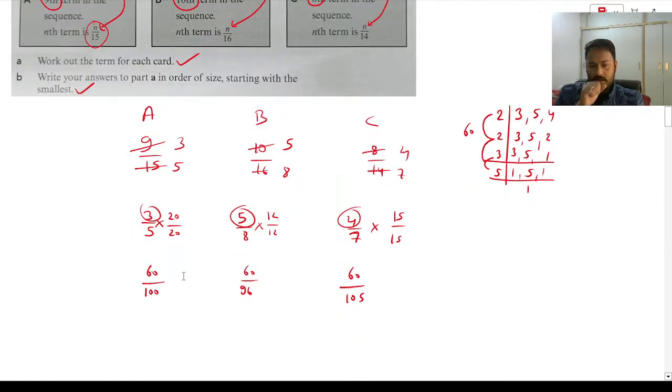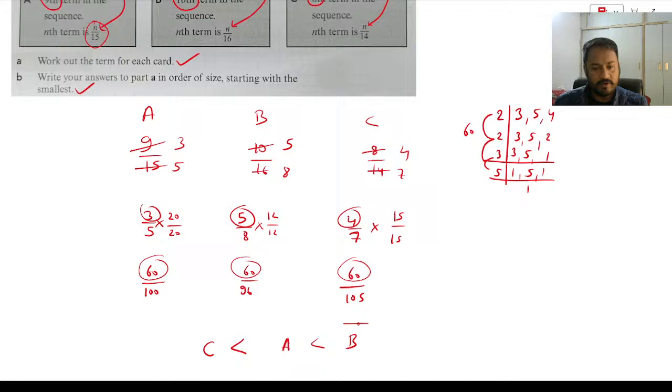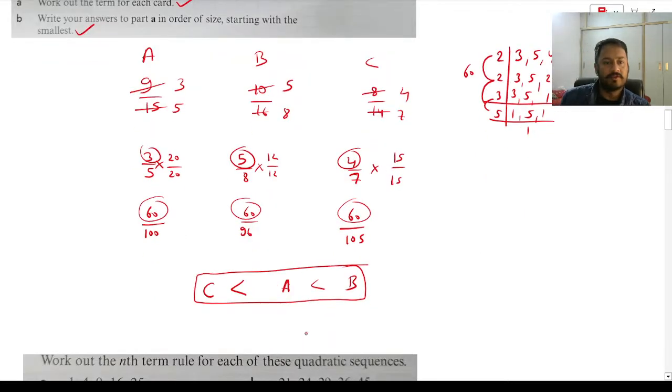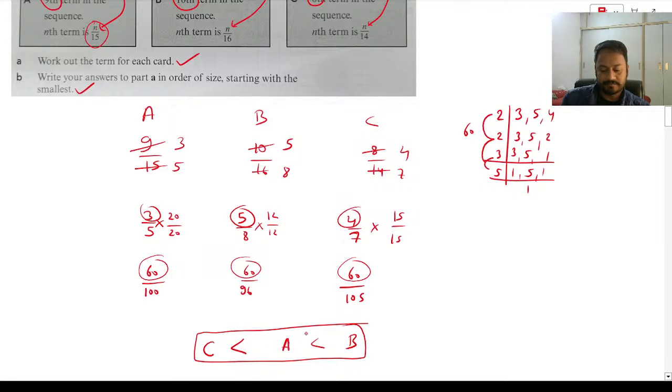Now here, I taught you in grade 7 that in the numerator it is 60. When the numerators are the same, the number with the smaller denominator will be the greater number. So B will be the greatest, done, and A will be the smaller one, and then the smallest will be C. So in increasing order it is C, A and B. This will give you the right answer, correct? So that is how you get the correct answer.